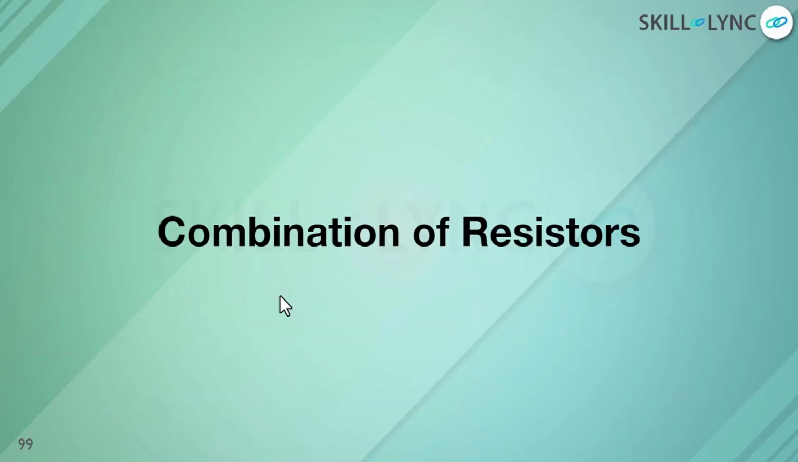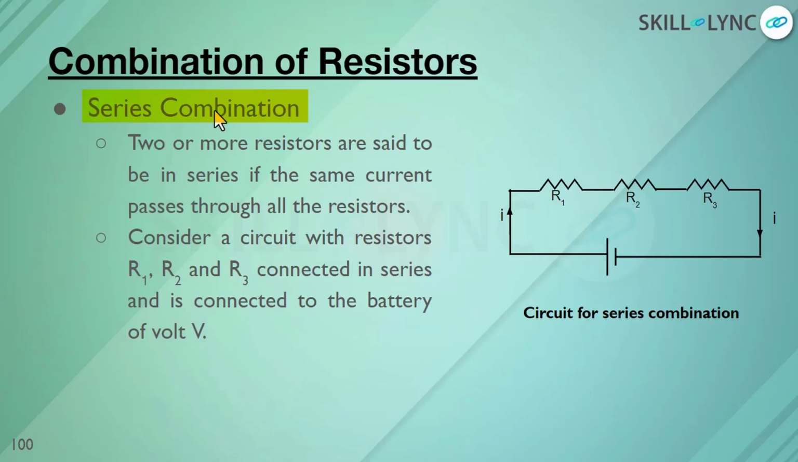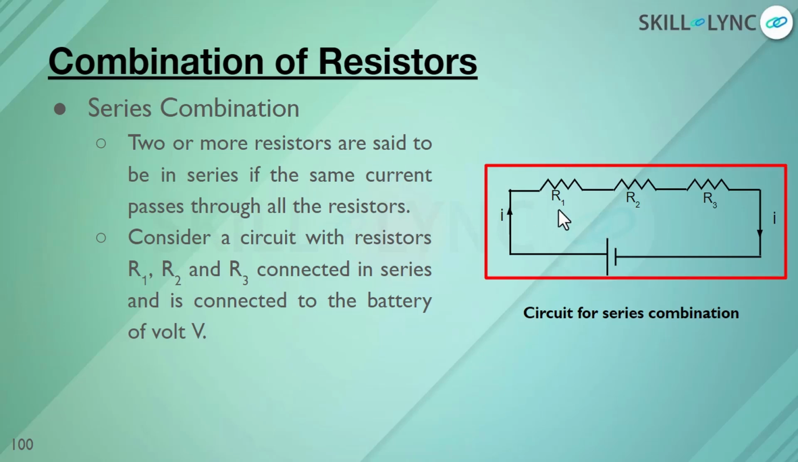The next thing we are going to study is the combination of resistors. Let's start with the series combination. Two or more resistors are said to be in series if the same current passes through all the resistors. Like we see in the figure, there are 3 resistors here, said to be in series because the same current passes through all the resistors. Here in the circuit we see the same current I passing through all the resistors.